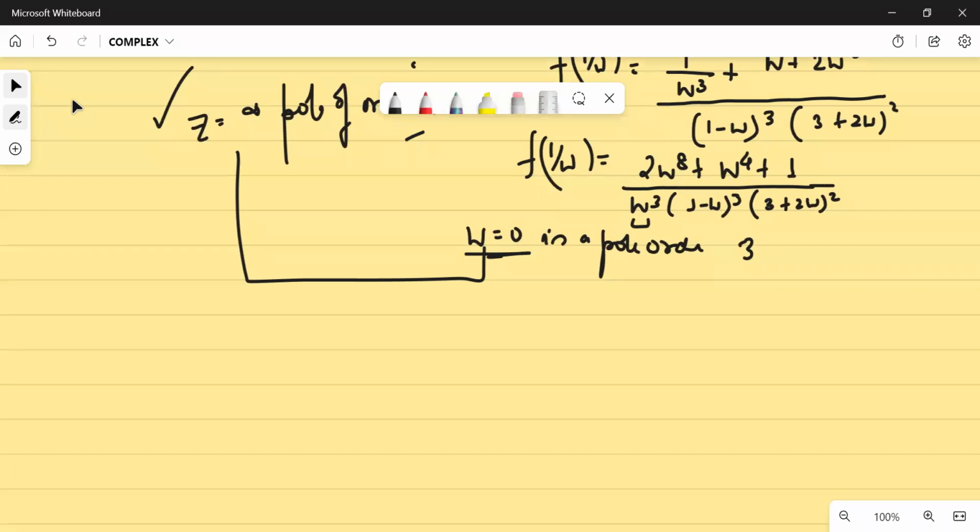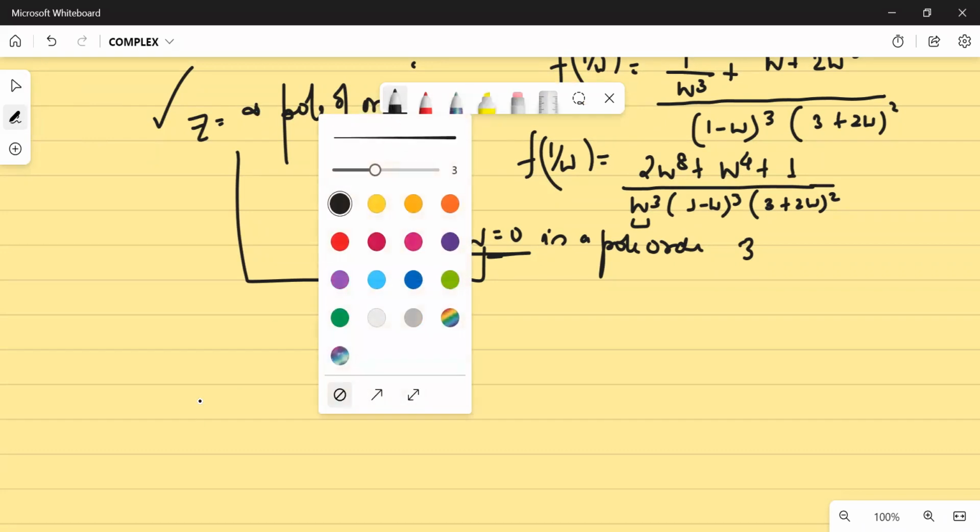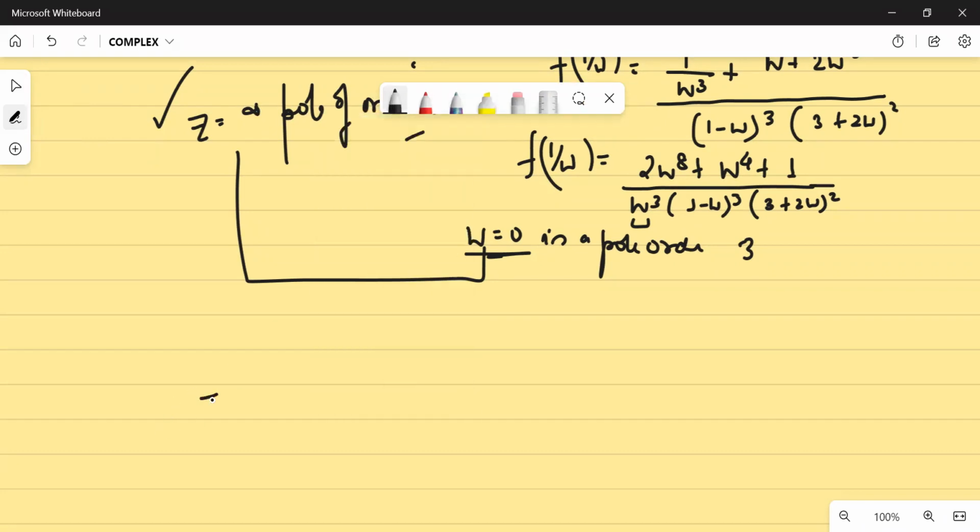Just try to do this question. Let's say if I'm giving you this, it would be easy. So if I'm giving you, let's say, z squared upon (z squared plus 1 divided by z) to the power 3 by 2.